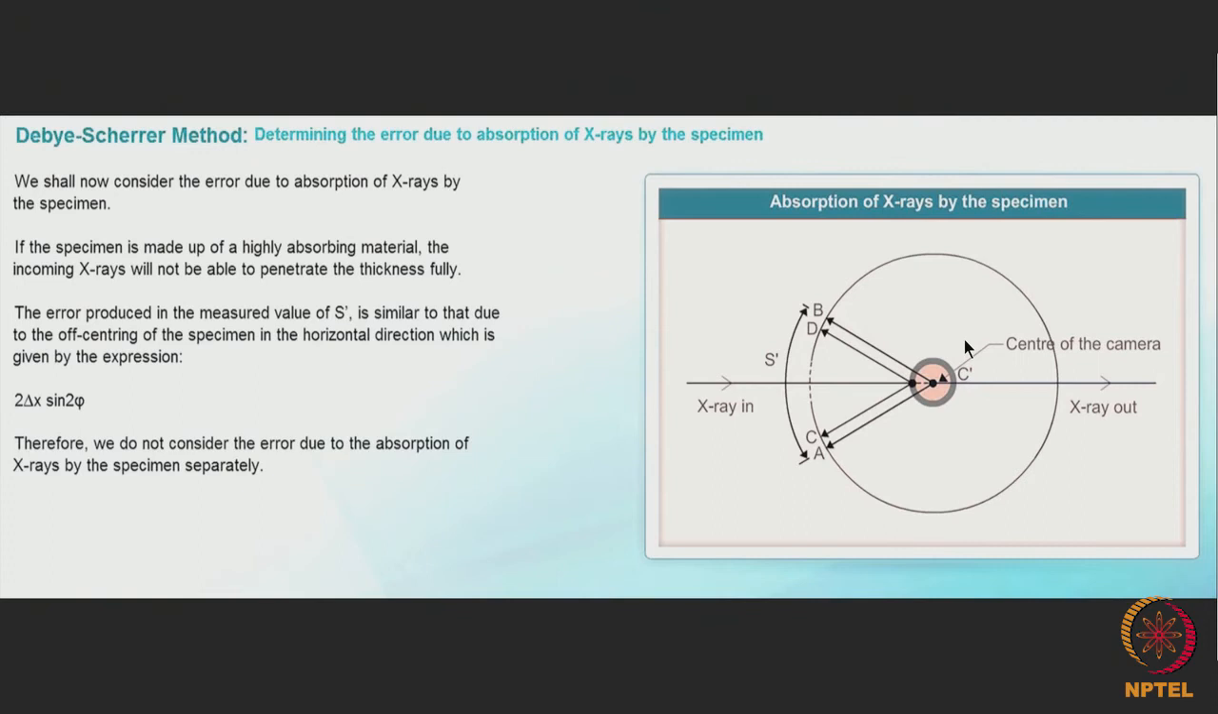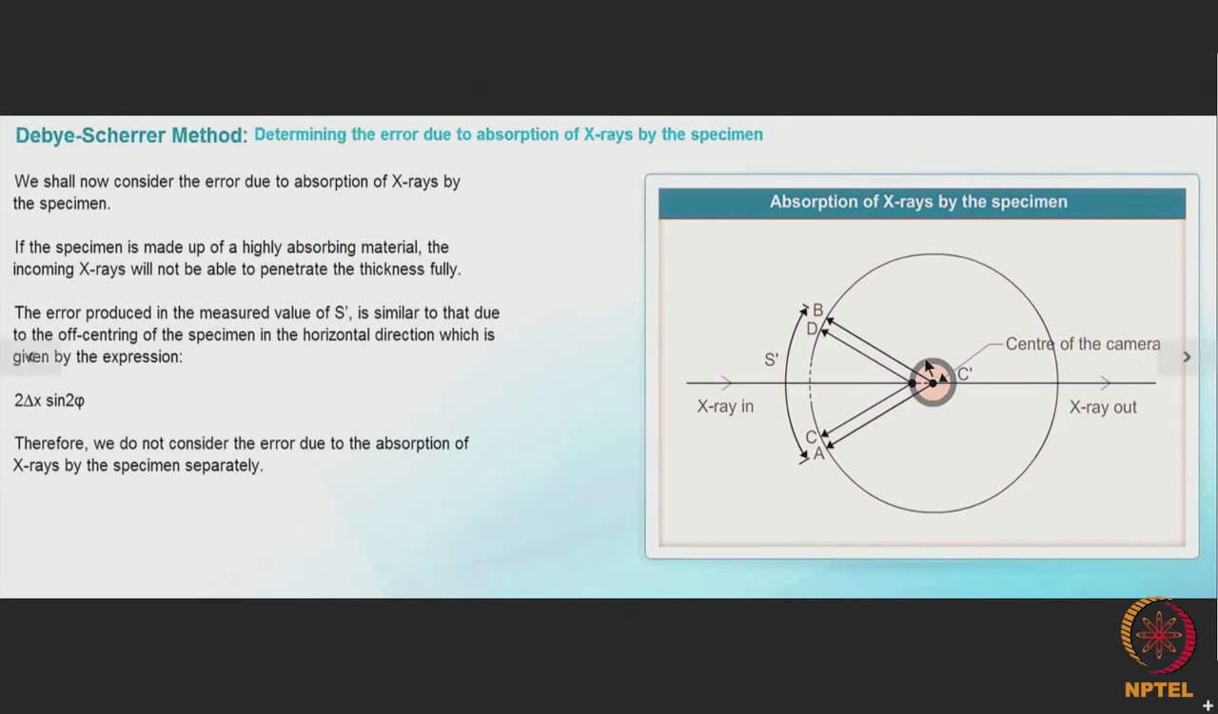Now, we look at the error which creeps in due to the absorption of X-rays by the specimen. Say, for example, this is the cross section of the specimen, and it is correctly mounted at the center of the camera. Now, if the specimen is made up of a material which is highly absorbing, then it will be difficult for the X-rays to penetrate the thickness fully. Naturally, the error produced in the measured value of S prime will be quite similar to that of the off centering of the specimen in the horizontal direction.